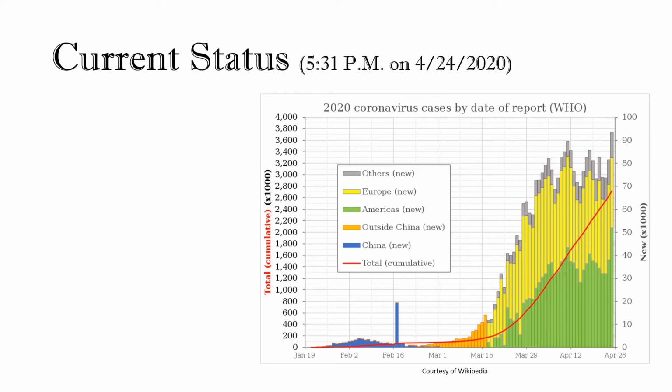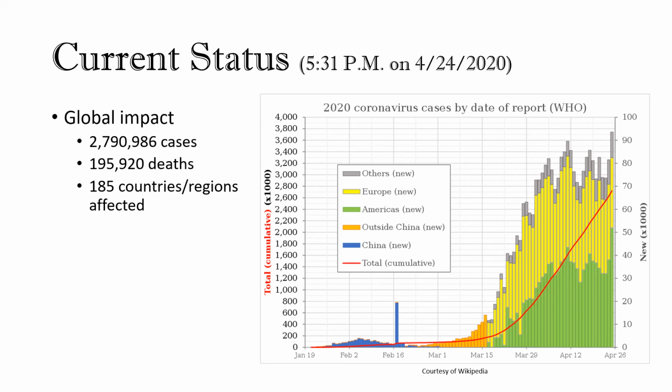The Center for Systems Science and Engineering at Johns Hopkins University reports that there are over 2.7 million confirmed cases and 195,000 fatalities in 185 countries and regions across the globe. In the United States, nearly 900,000 cases have already been confirmed, with over 30% concentrated in New York State. Sadly, 51,017 Americans have died from the virus.